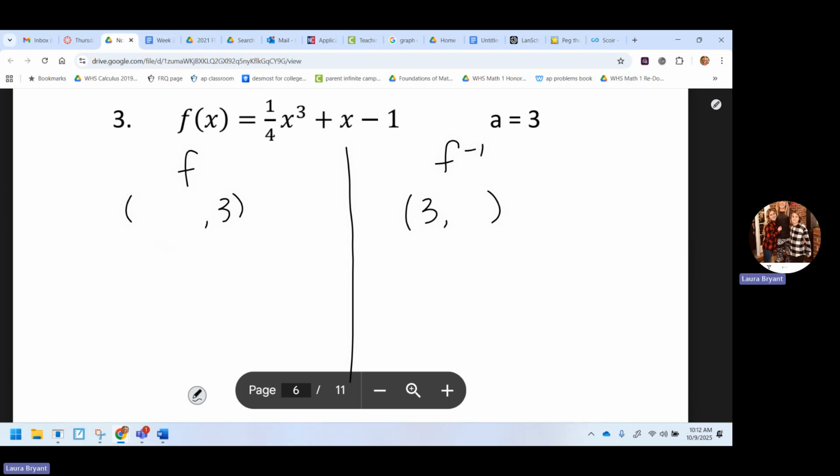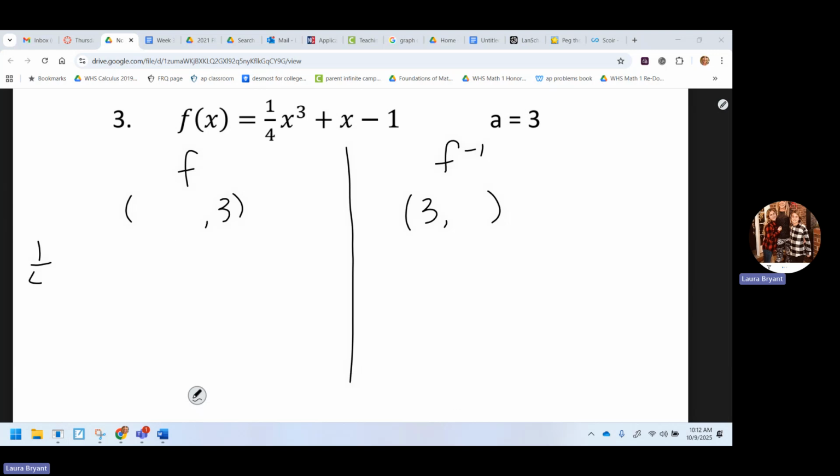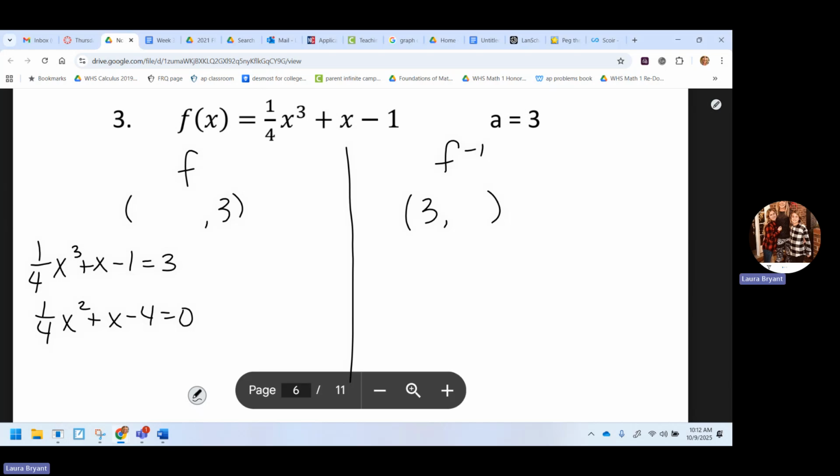Okay, so to get this missing coordinate, we're going to plug in 3 as the y value. This is a little harder here. So 1/4 x cubed plus x minus 1 equals 3. And I'm going to subtract the 3 over so I can get a 0. I'm moving the 3 over to the left. The reason you want it to equal 0 is because I'm hoping I can factor on the left. Oh, shoot, sorry, this is a 3. Mistake, sorry.